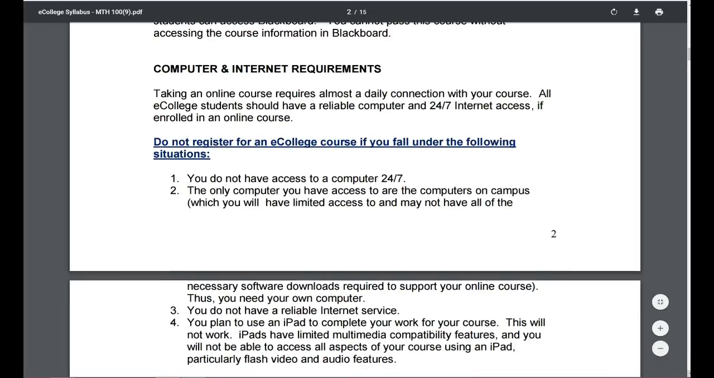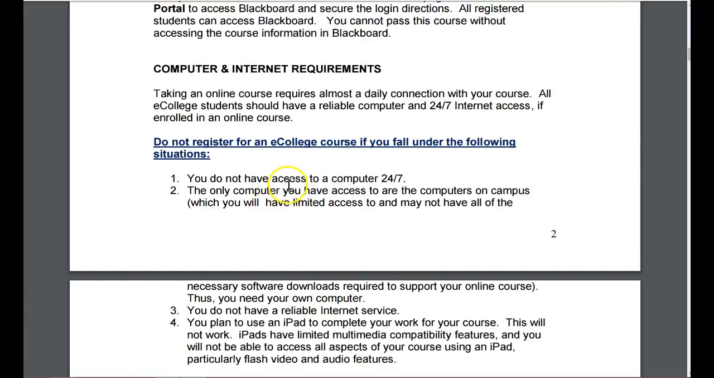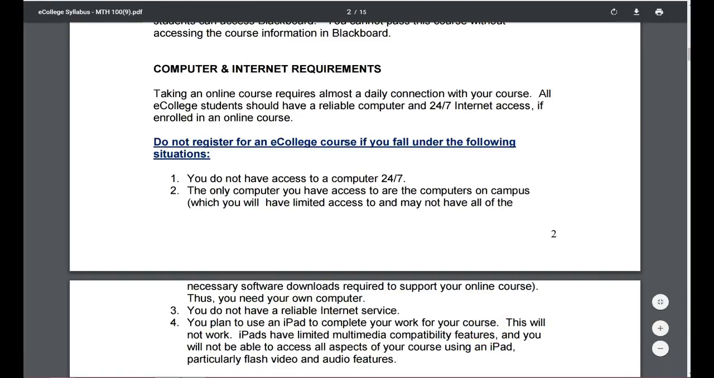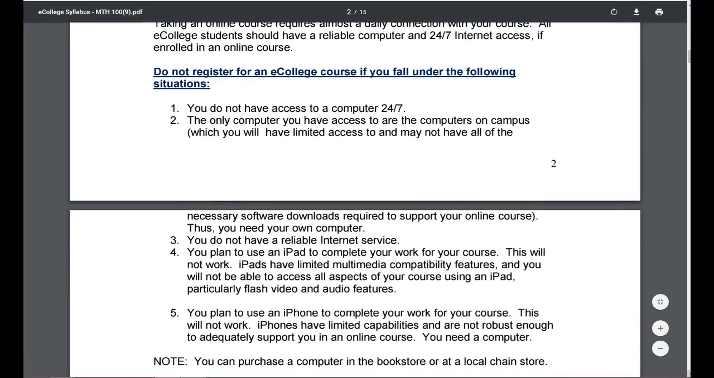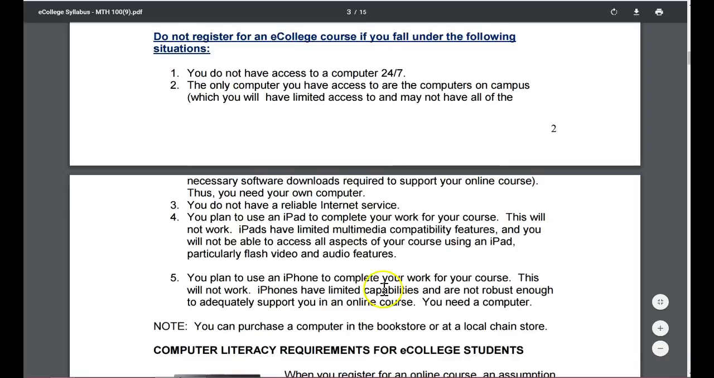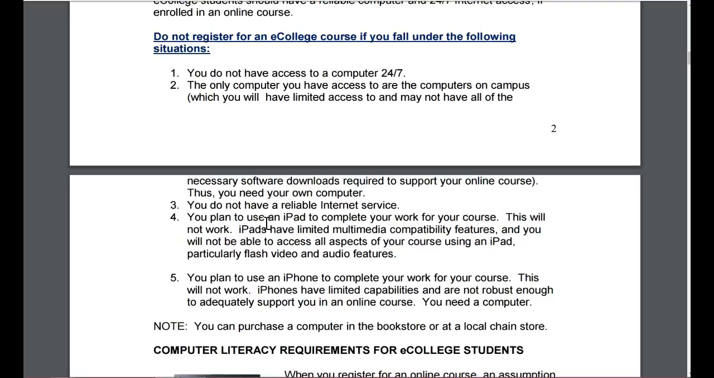Computer and internet requirements. Do not register for an e-college course if you fall in these situations. You do not have access to a computer 24/7. So that won't be good if you don't have access at home to the internet and a computer. If you don't have reliable internet service, it won't be a good idea as well to take an online course.